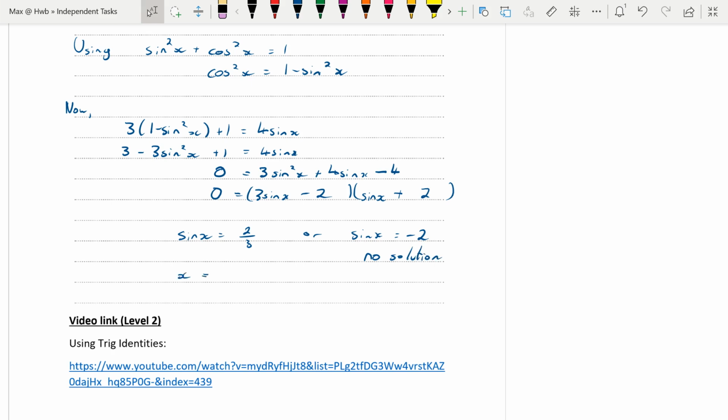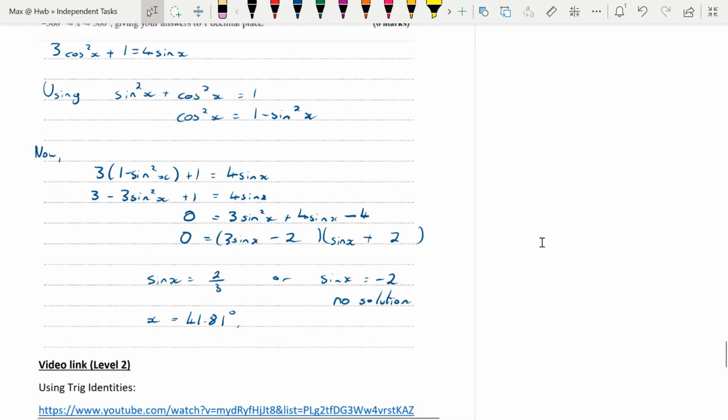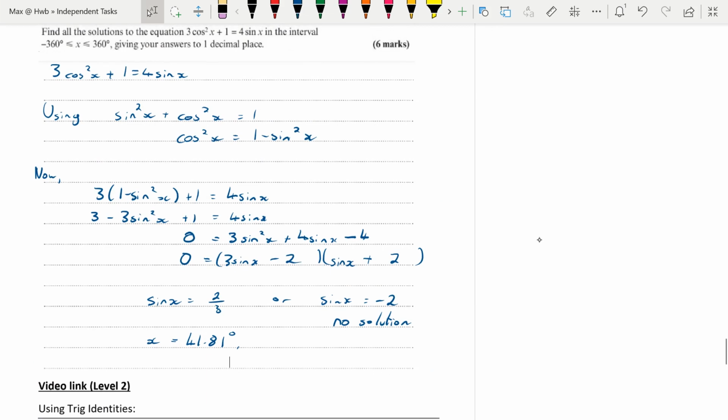So I'm going to do inverse sine, and it's going to give me 41.81 degrees. What I need to do is find the other solutions. This is where our interval is really important. Now, this is quite a big interval here. Normally, it's just between minus 180 and 180, or 0 to 360. It's normally just a 360 period at some point.